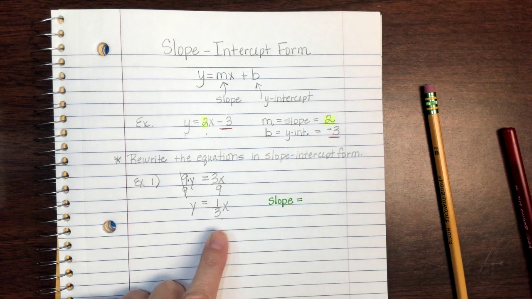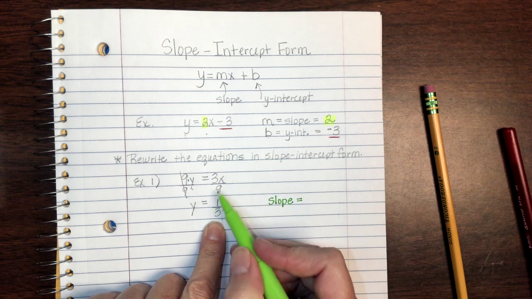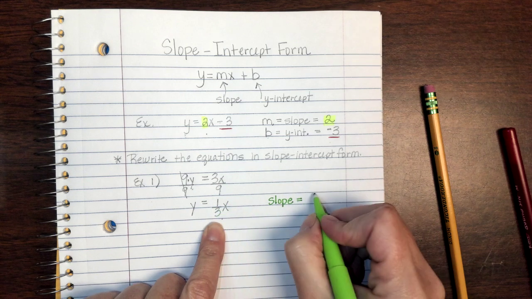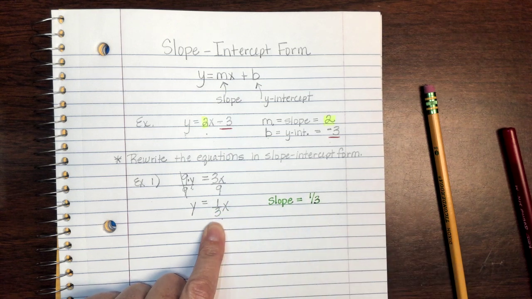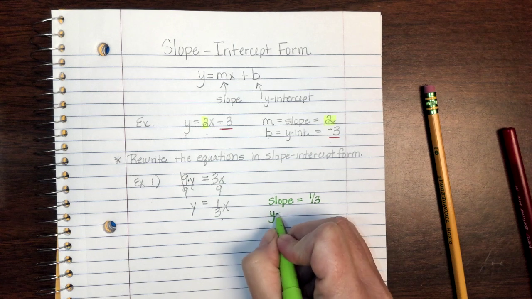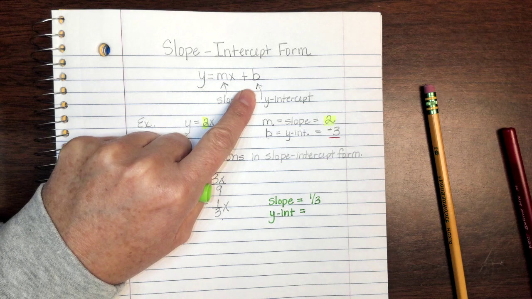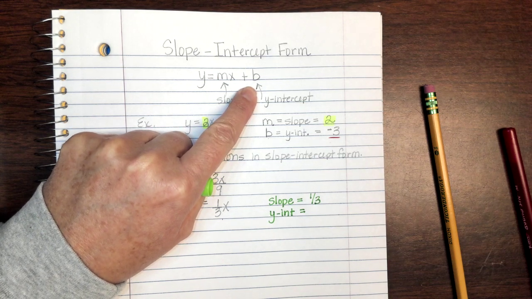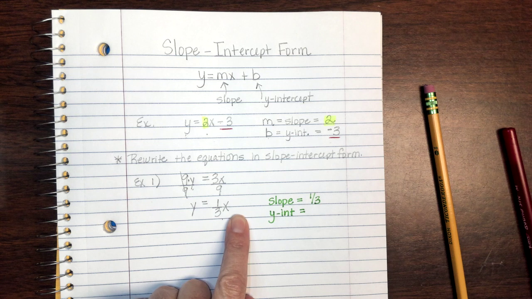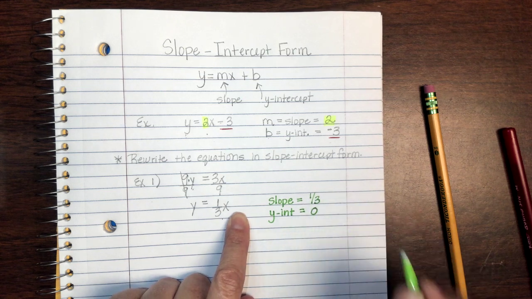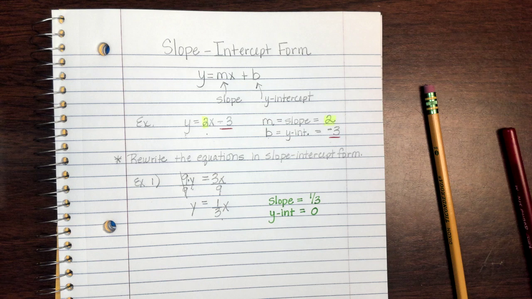Remember, my slope is always the number in front of my x, my variable x. What's in front of my variable x is a fraction, and so my slope is that fraction 1/3. My y-intercept, if you look above, the y-intercept was the constant at the end of the equation by itself. In this case, there's not a number. There's not a constant at the end, but that means that there is nothing there, and we know that nothing is the same as 0. So the y-intercept is 0 in this case.